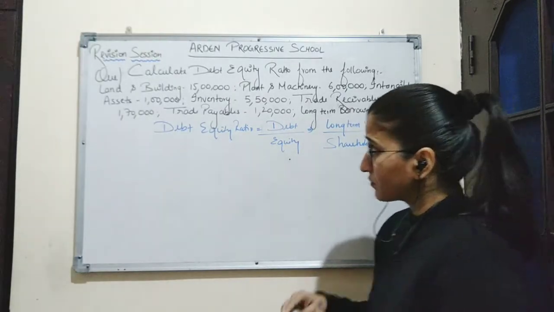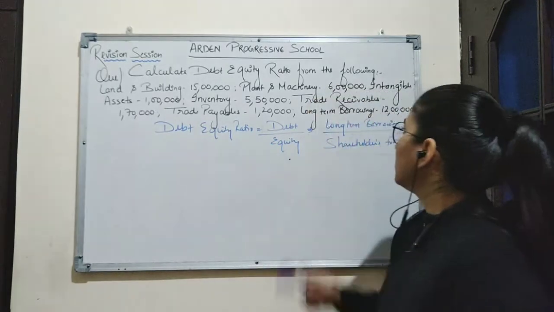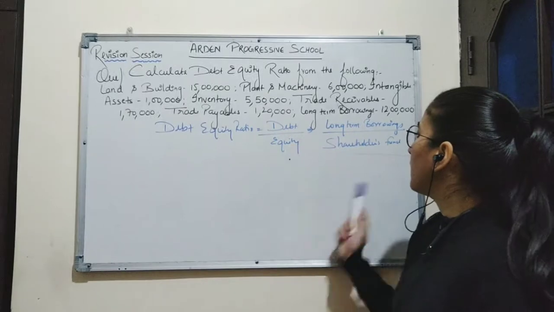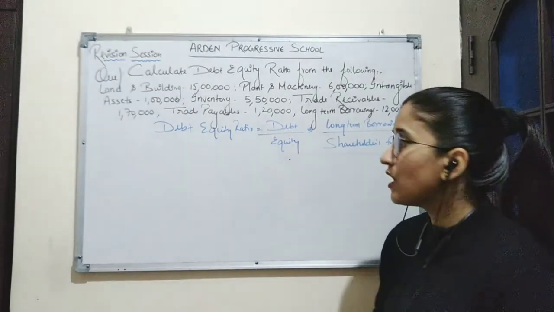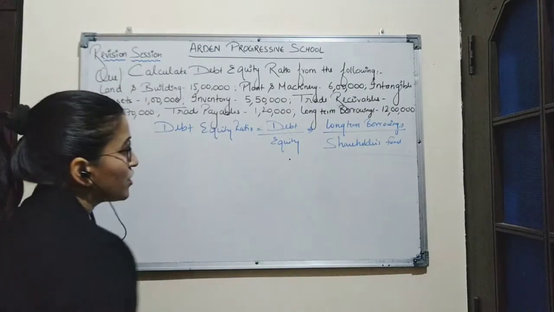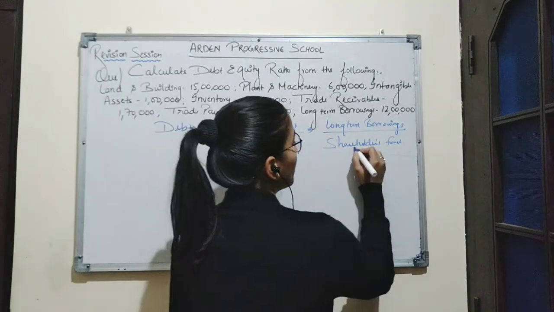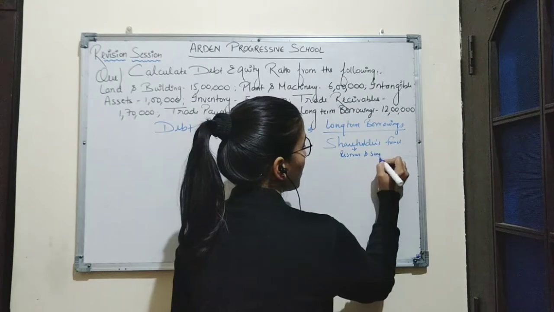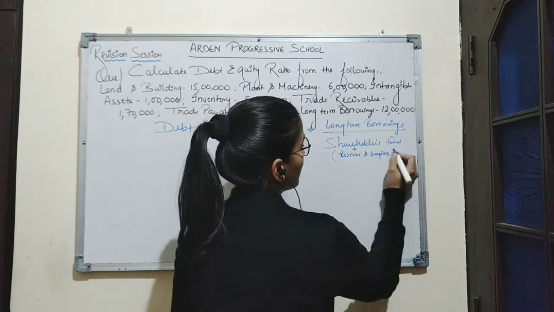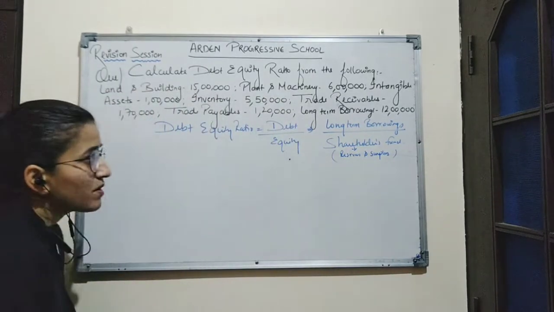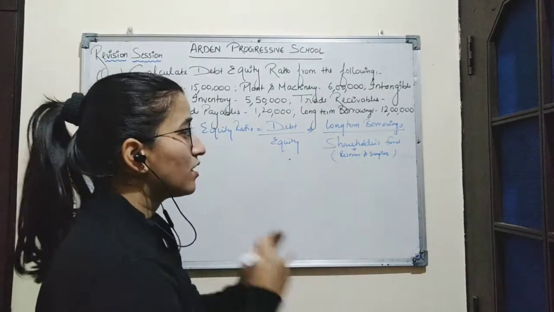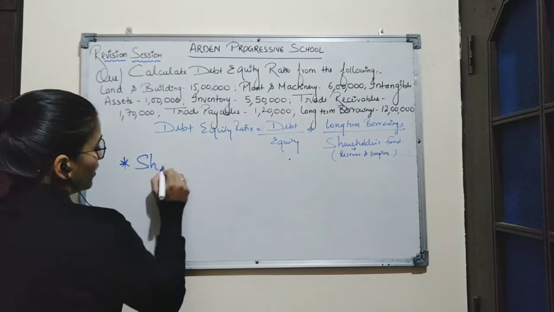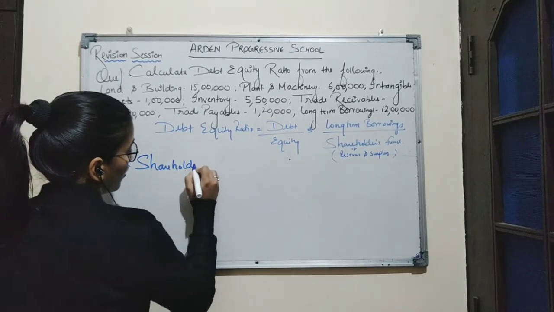So here, as we know, long term borrowings is already given in the question, which is 12 lakh. We have to calculate the amount of shareholders fund. So here we know shareholders fund includes reserves and surplus. But reserves and surplus is not given in the question. So there is another formula for calculating the amount of shareholders fund.